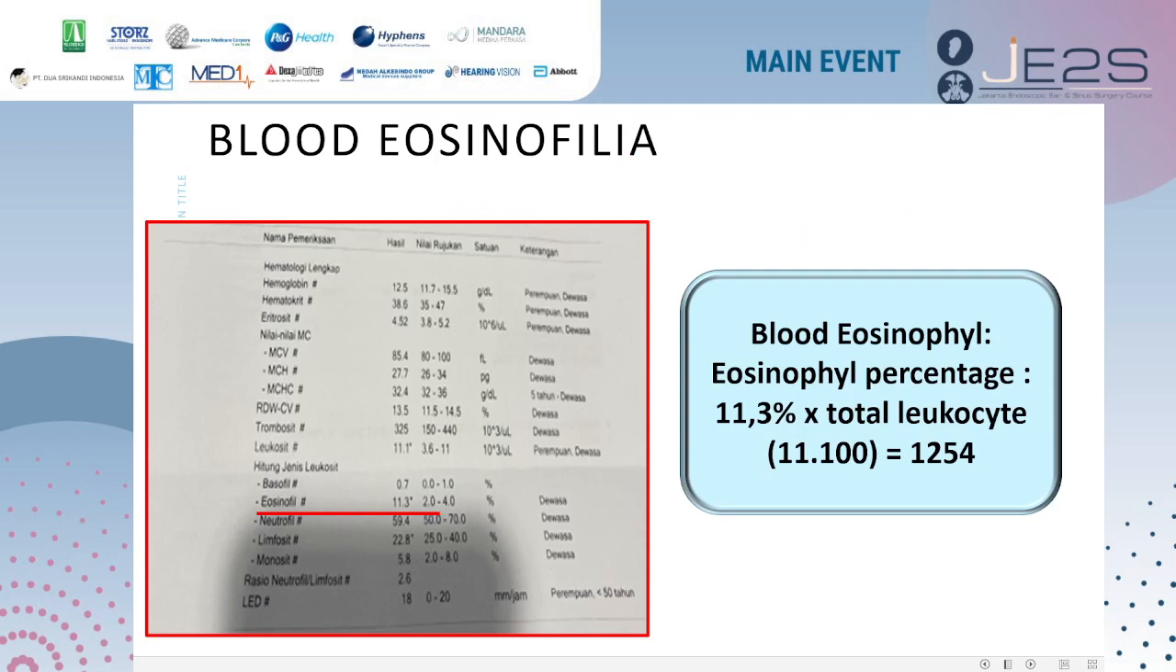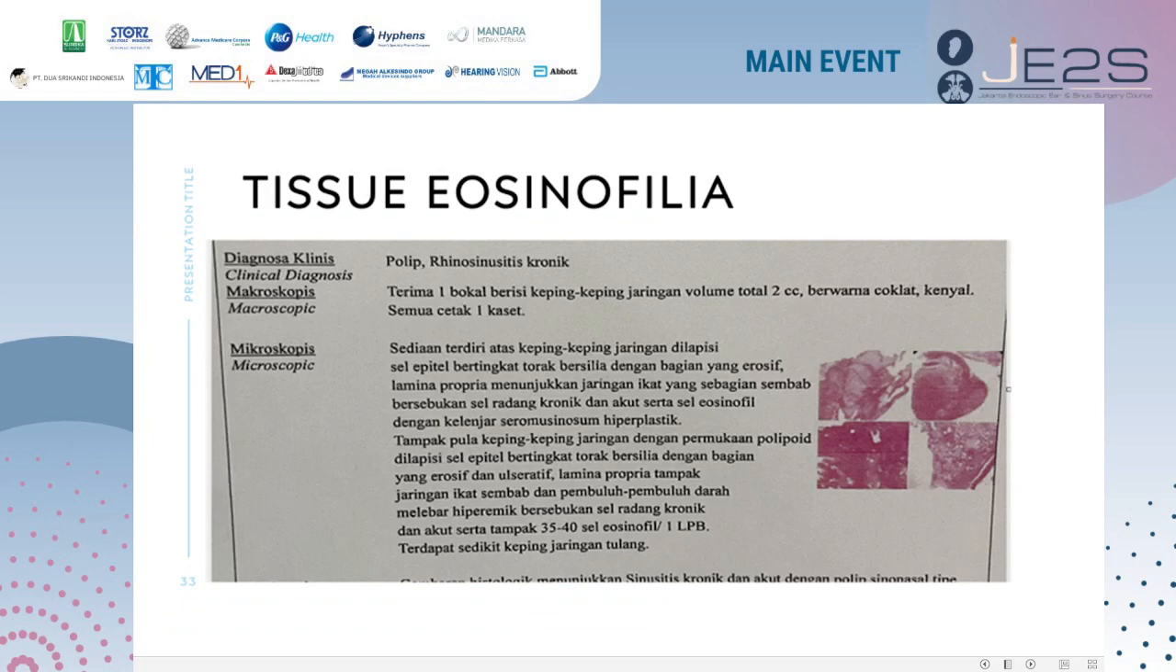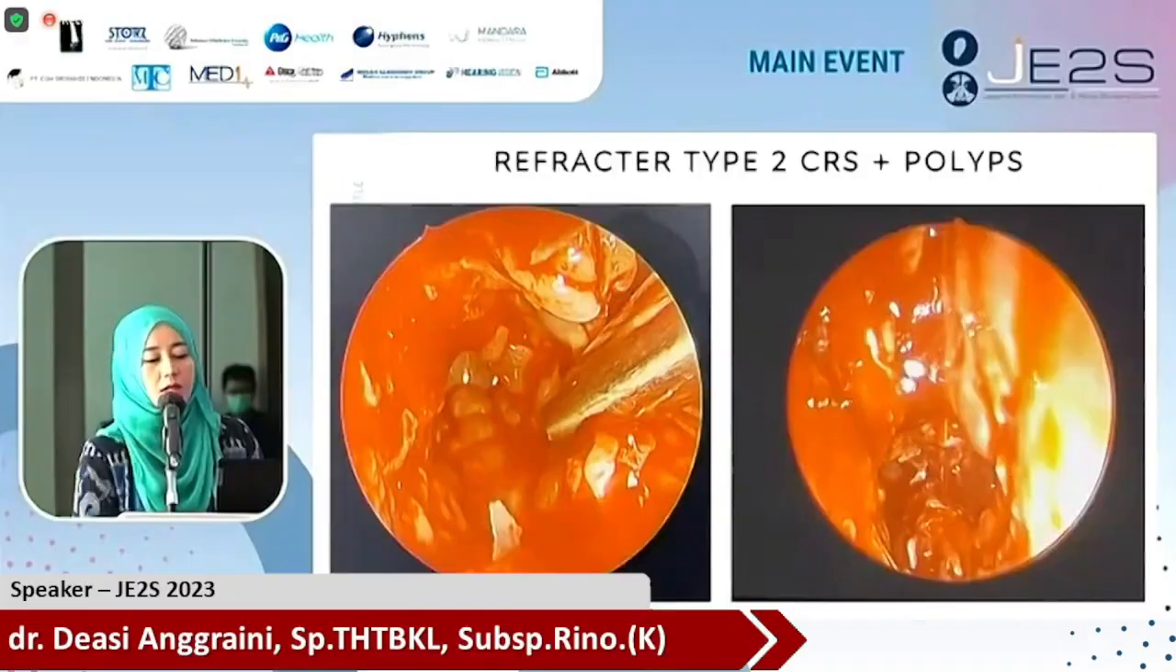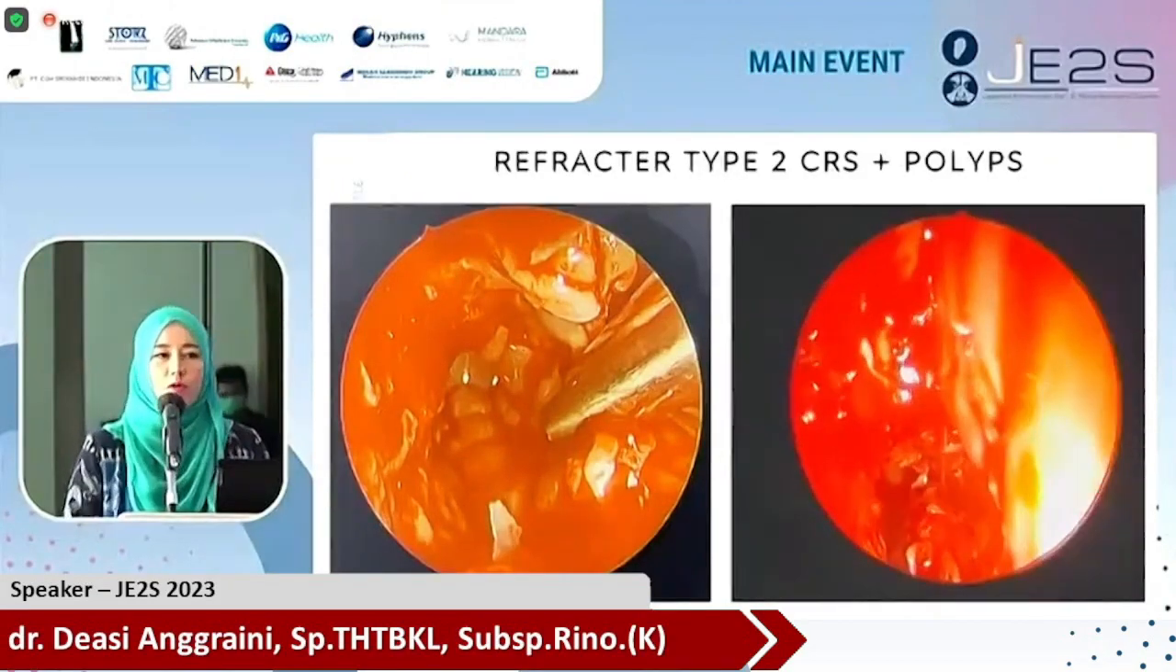Okay, this is one of my patients, with very intractable, difficult to treat rhinosinusitis with severe asthma. The patient came with very high eosinophil, 1,254, and he also has a high eosinophil count in tissue or polyps. I performed extensive surgery, open wide cavity, and for the sinus I performed a modified Lothrop or Draf 3.